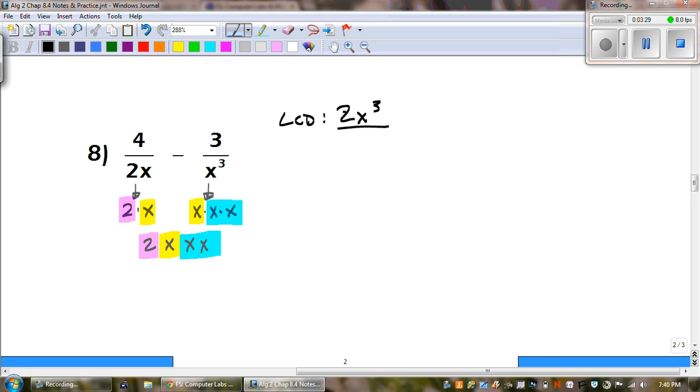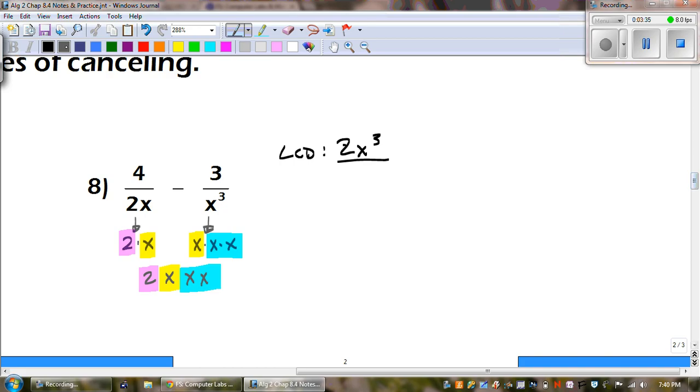Now, what we have to think to ourselves is, for fraction number 1, our denominator is 2x. So 2x times what is going to give us 2x cubed? What we have to multiply by is x squared. So I'm going to rewrite this work off to the side. We have 4 over 2x, and I'm going to multiply by x squared to the top and bottom.